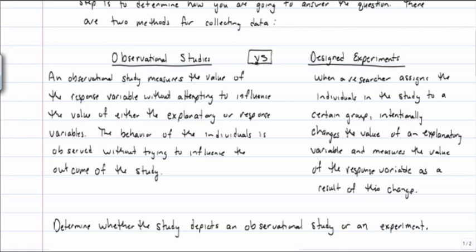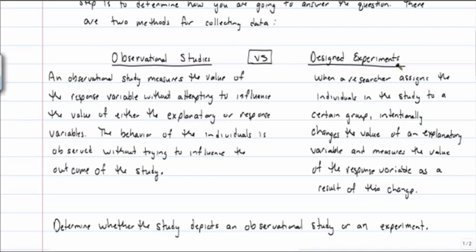An observational study measures the value of the response variable without attempting to influence the value of either the explanatory or the response variables. The behavior of the individuals is observed without trying to influence the outcome of the study. So no implement of change has been involved in the situation, or introduced in the situation.